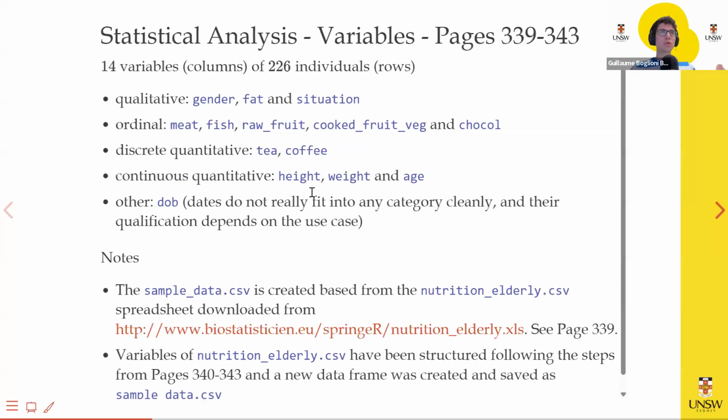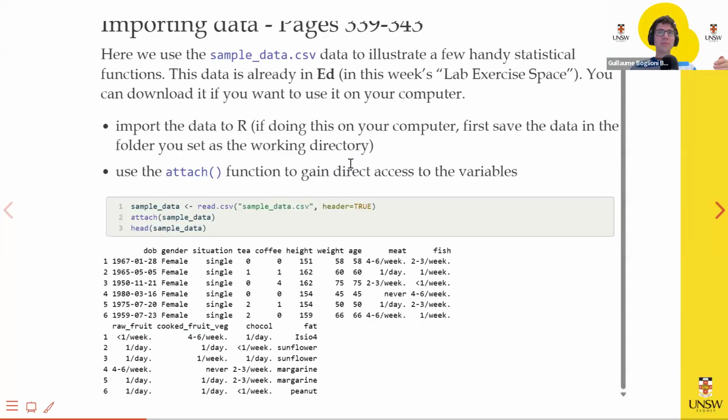This is in opposition to a variable that in statistics you usually call ordinal. Ordinal is a qualitative variable, so it's not numerical, but there's still an order to the different values this variable can take. So meat, fish, and so on, they are ordinal because indeed this is not purely a number.